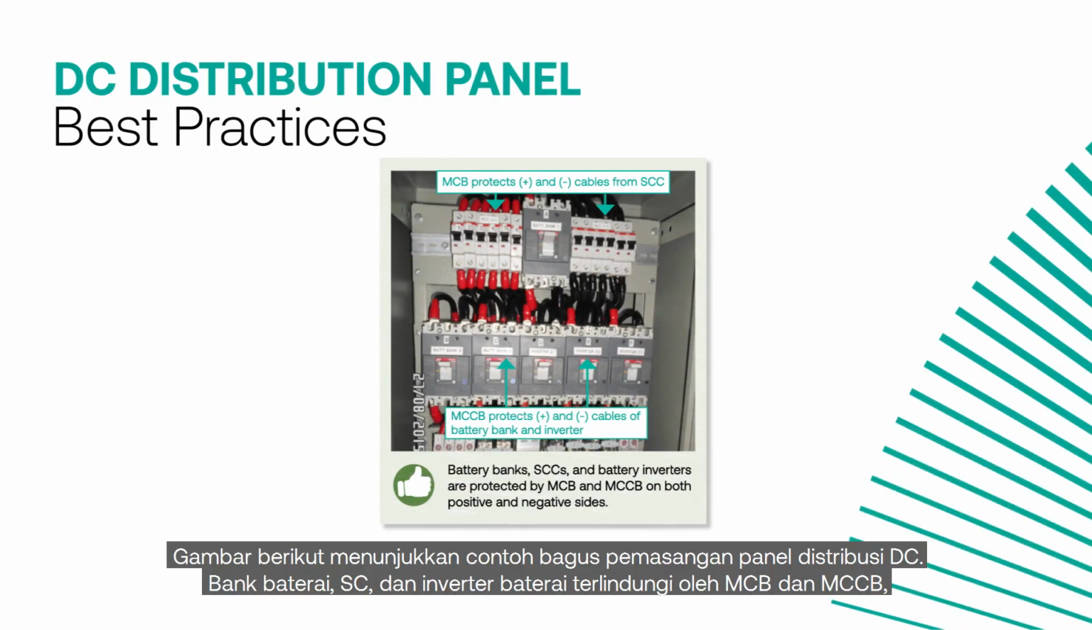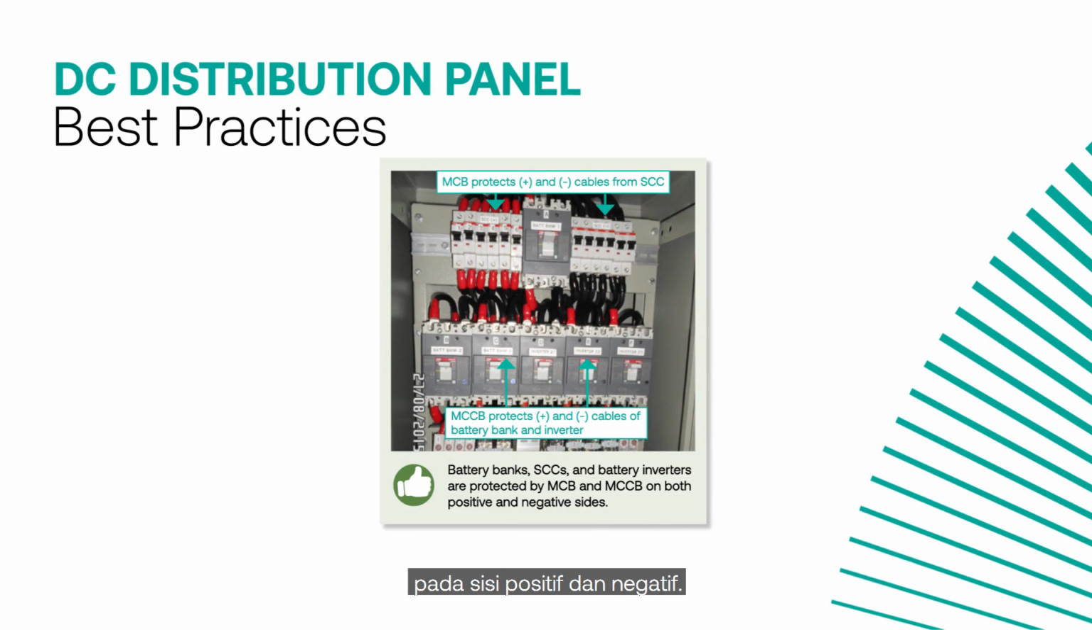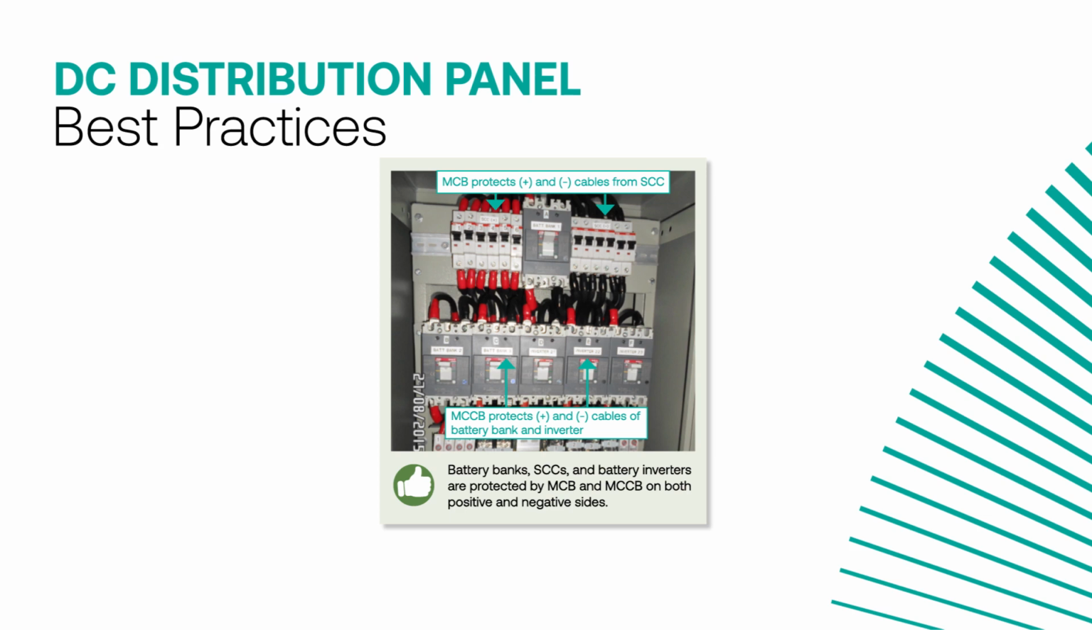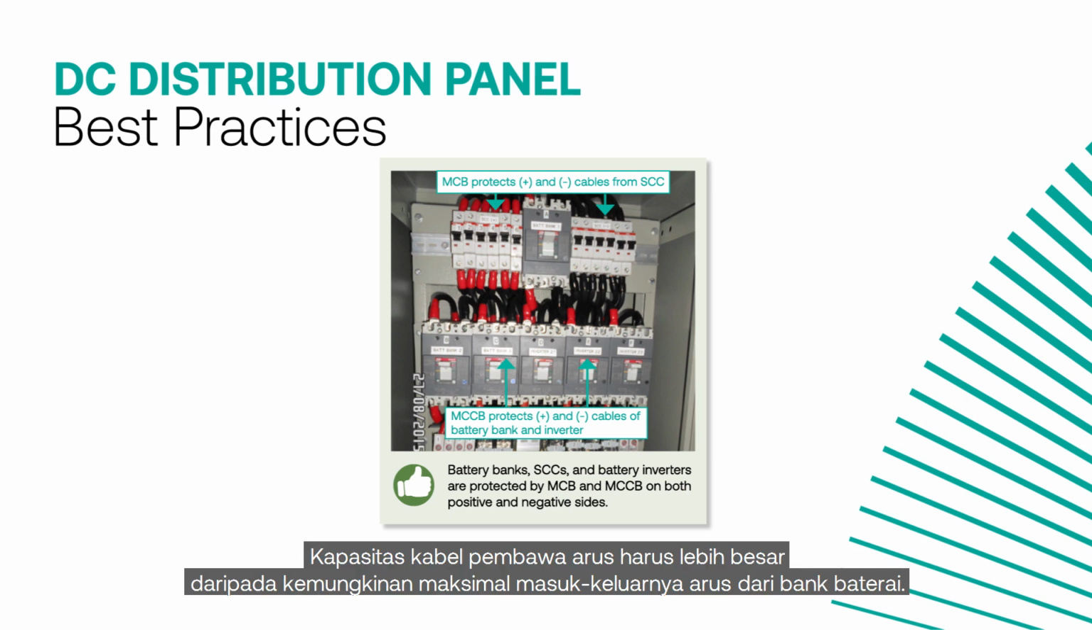The picture shows a good example of DC distribution panel installation. Battery banks, SCCs, and battery inverter are protected by MCB and MCCB in both positive and negative side. Please remember to replace the cable with correct cross-sectional area. The current carrying capacity of the cable should at least be greater than the maximum possible current going in and out from the battery banks.